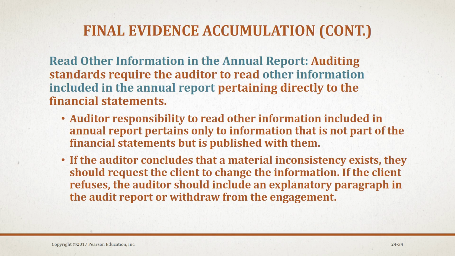If the auditor sees that there's an inconsistency, so in other words, if there was a gain because they sold a building, which is unusual for them, but management makes it sound like this is part of the normal operations, you as the auditor have a responsibility to say something to the client. Say, hey, that's wrong. You need to change that. If not, the auditor should include an explanatory paragraph in the auditor's report or withdraw from the engagement.